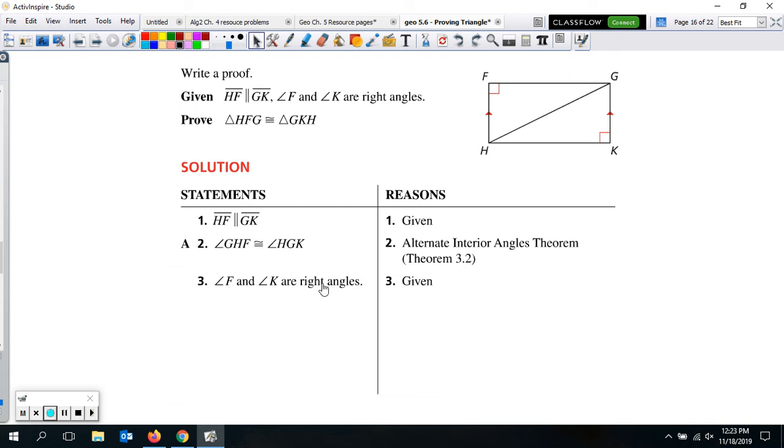Then they're going to say, okay, we got right angles, so that's a given, and so because we have right angles, those are congruent, of course. So that's why we can say that those two angles are congruent.